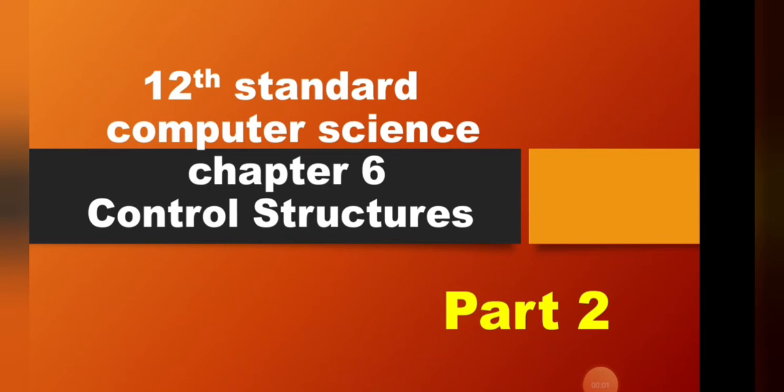Students, now in this video we are going to discuss 12th standard computer science chapter 6, control structures, part 2. In the previous video we discussed what is meant by control structure and what the different types of control structures available in Python are. Yes, what are the different types? Sequential, branching, iteration. We discussed sequential control structure and alternative control structure, and in alternative control structure we discussed only the simple if statement. Now in this video we are going to discuss the if else statement and the if elif statement.